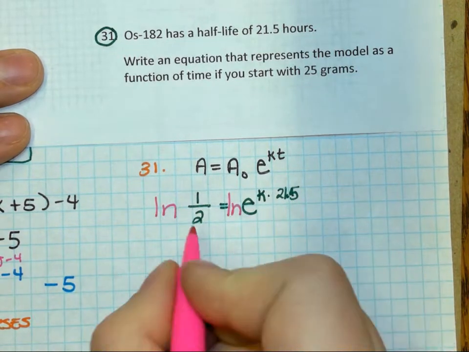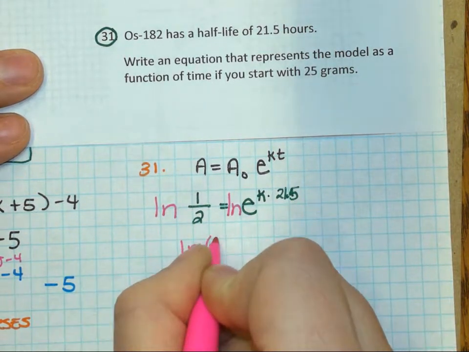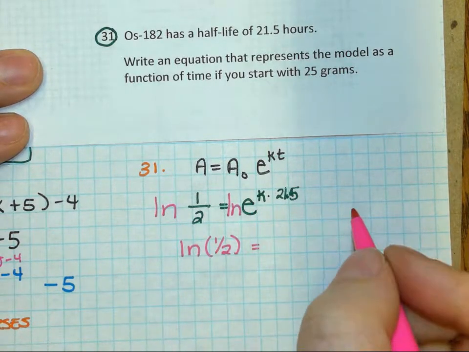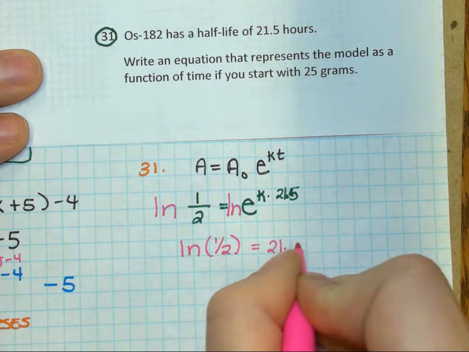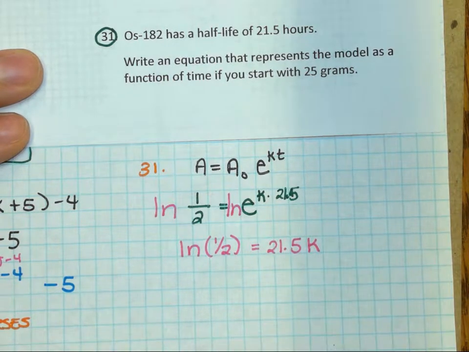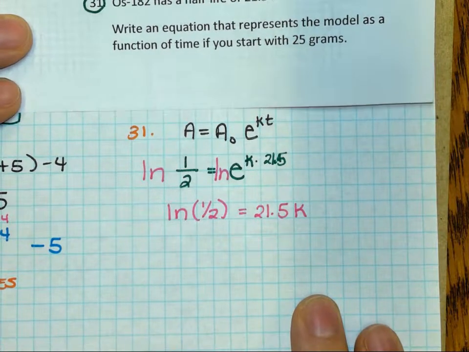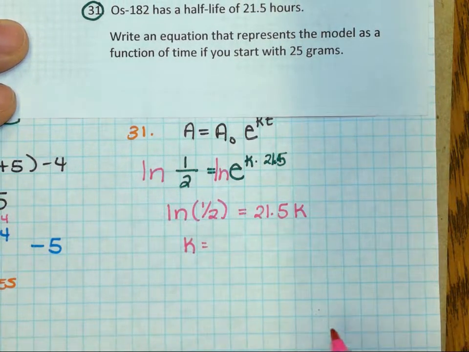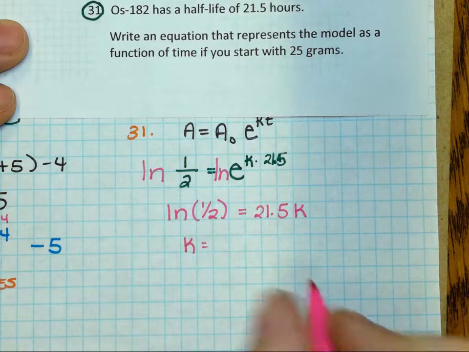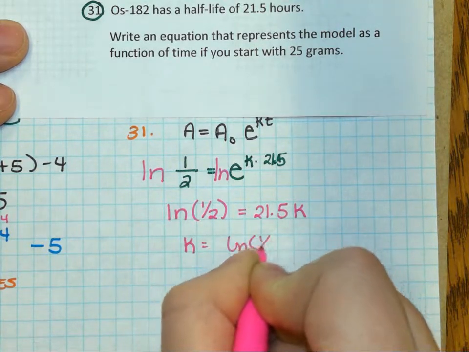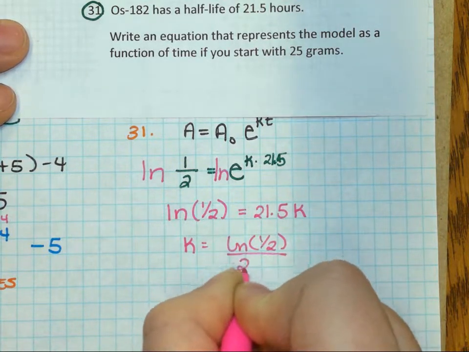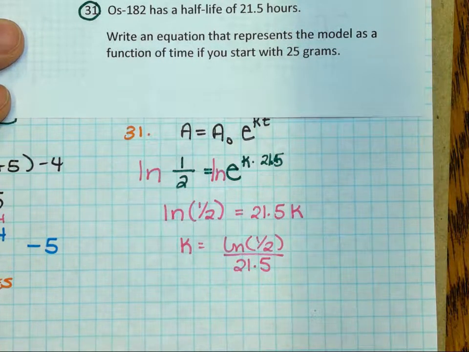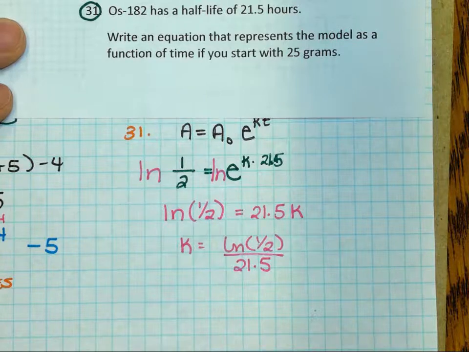Because when I ln, I get ln of 1/2 equals what? 21.5k, or k times 21.5. And so what is k? Beautiful, thank you. ln of 1/2 divided by 21.5. So that's k.